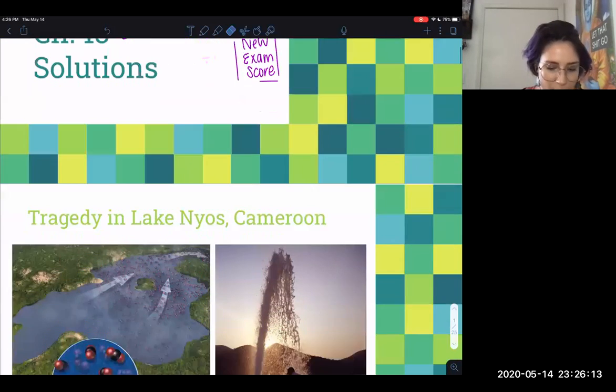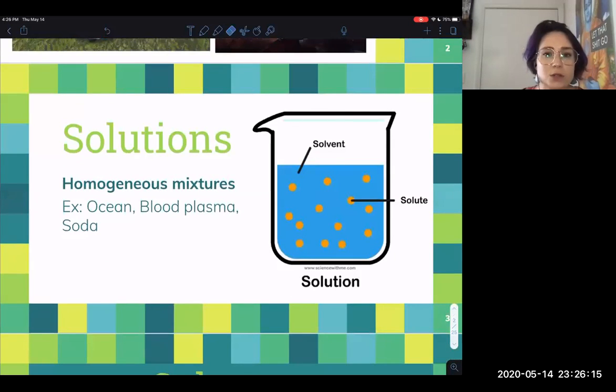So I'm going to kind of skip around a little bit here. We're going to talk about solutions, and you already know about solutions. Solutions are anything that's aqueous, right? And it doesn't always have to be water. So this is a solution where water is the solvent.